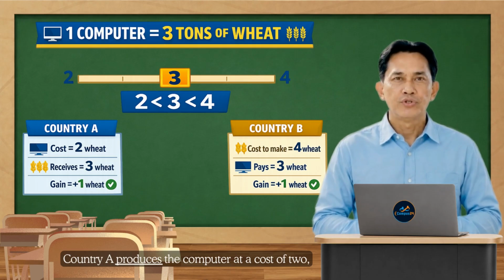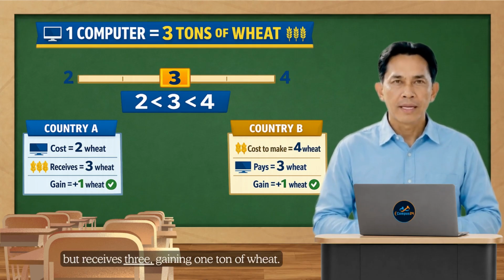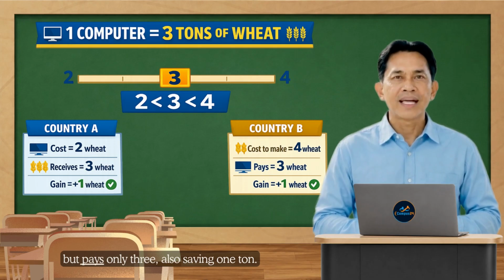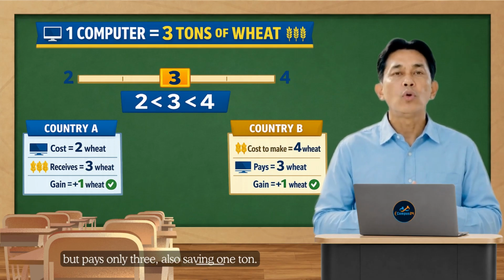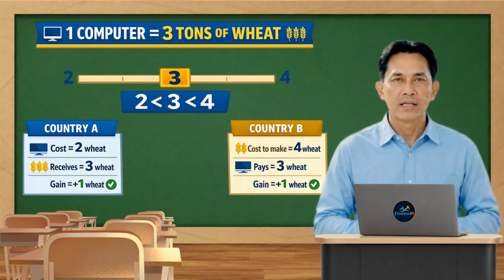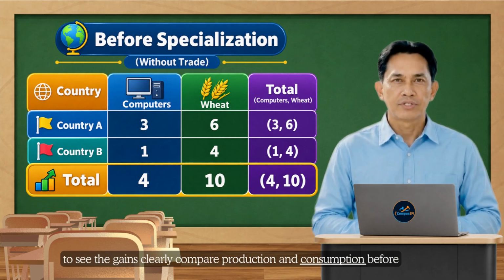Country A produces the computer at a cost of 2 but receives 3, gaining 1 ton of wheat. Country B would sacrifice 4 tons to make the computer but pays only 3, also saving 1 ton. This rate creates a positive gain for both countries. To see the gains clearly, compare production and consumption.